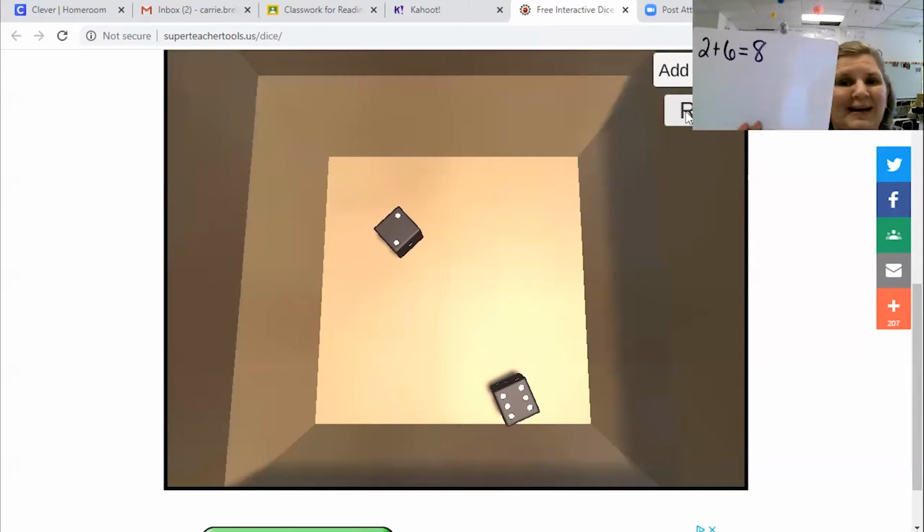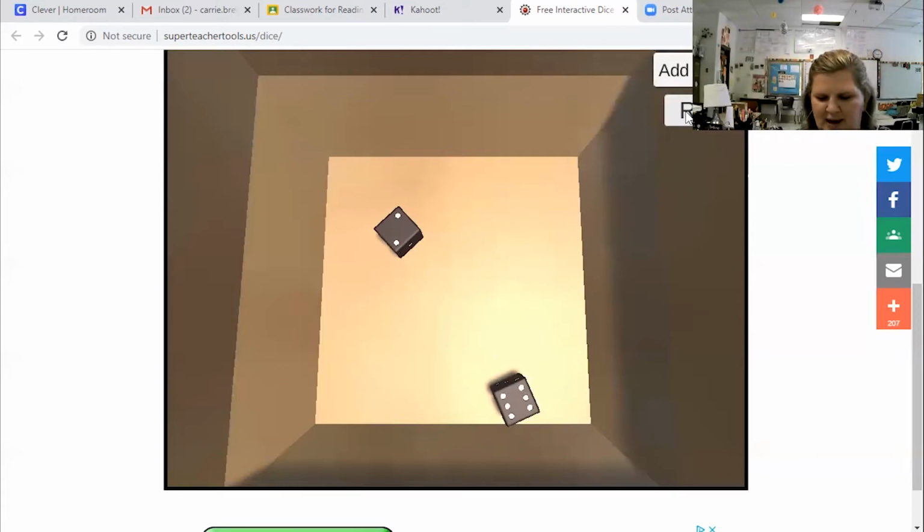Floss in here in my classroom. There's lots of floss in here in my classroom, let me tell you.